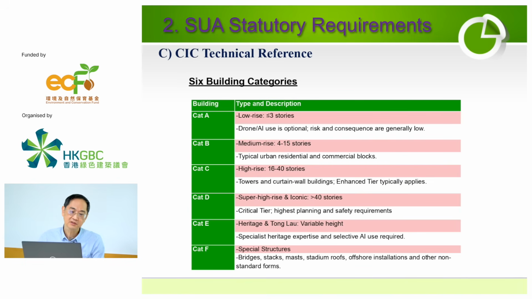They divide buildings into 6 categories, A to F, from low-rise to high-rise for C. And then D is the super high-rise building of more than 40 stories. E is the heritage buildings, 唐樓, with different variable heights. And normally we use AI to help us do this heritage rehabilitation. And then the final Cat F is special structures, including bridges, stadium roofs, offshore installations, and other long span structures.